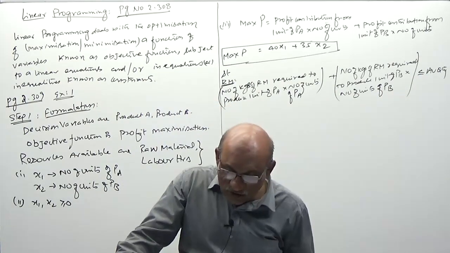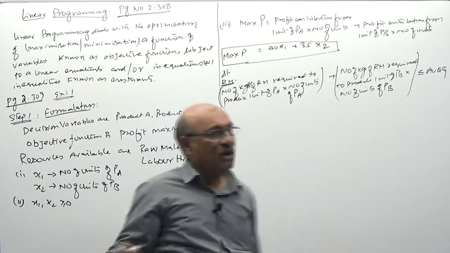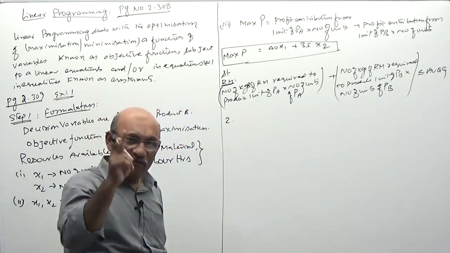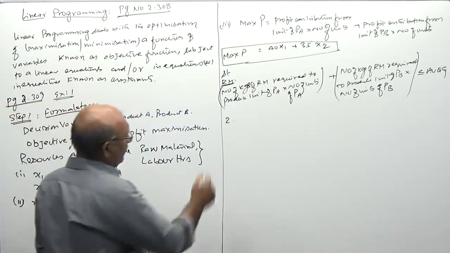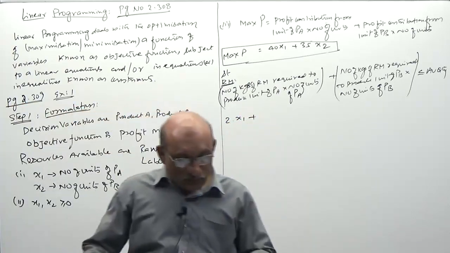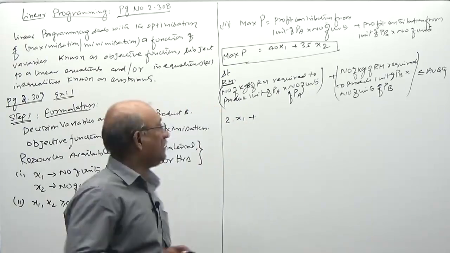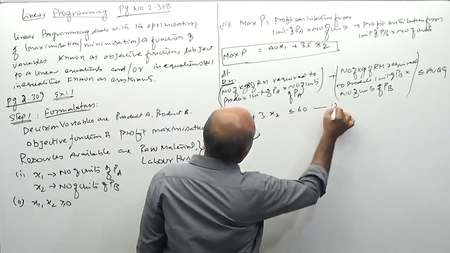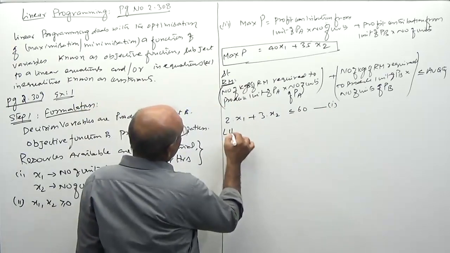What is given in the question, sir? Each unit of product A requires 2 kilograms of raw material. 2 kilograms of raw material is required for 1 unit. How many units we decided to produce? X1 units. So 2 into X1 plus each unit of product B requires 3 kilograms of raw material, 3 into X2, must be less than or equal to 60. This is inequality 1. Second one is in terms of labor hours.